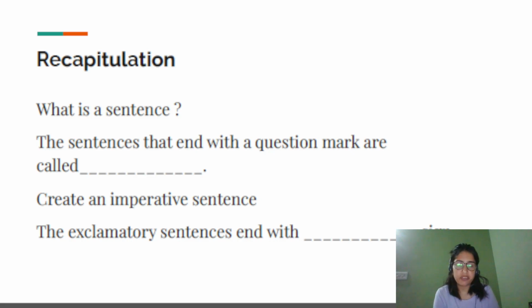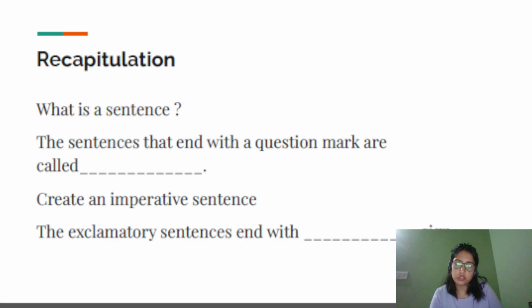And the last type that we have discussed is, so these are all. There is nothing left to discuss here. We have just discussed four types: declarative, imperative, interrogative, and exclamatory type of sentences. So this was all about the recap.